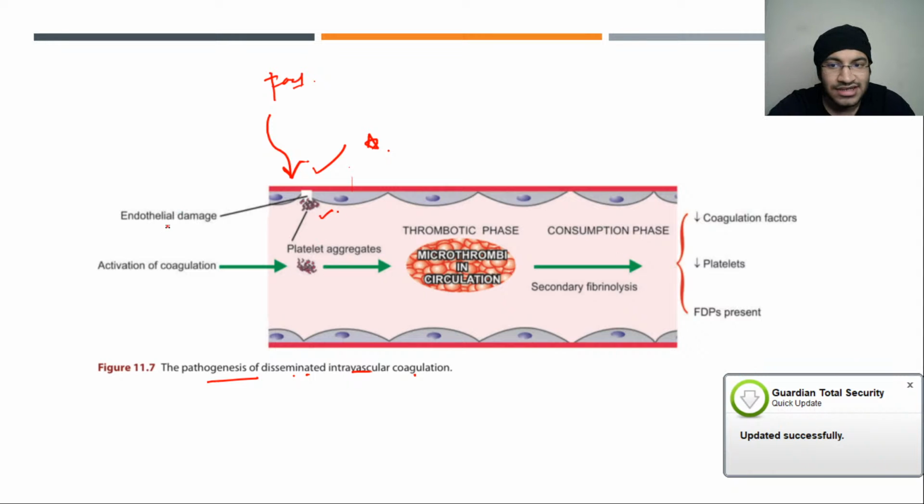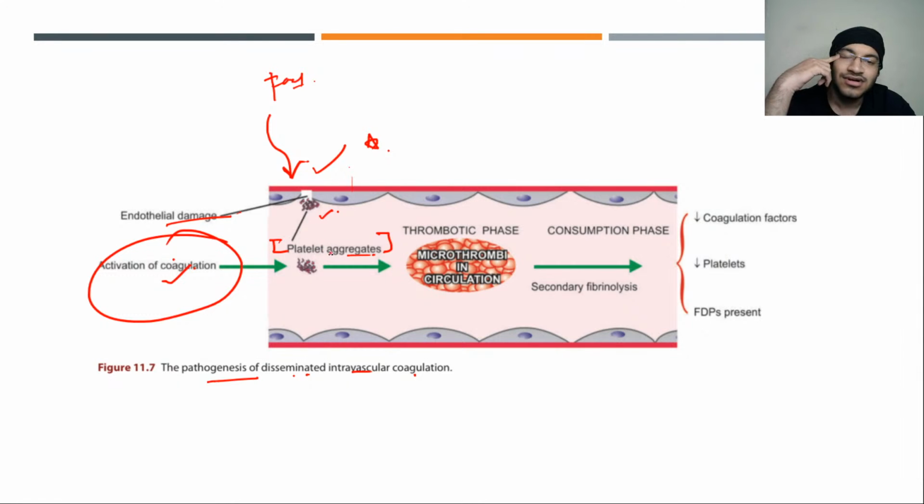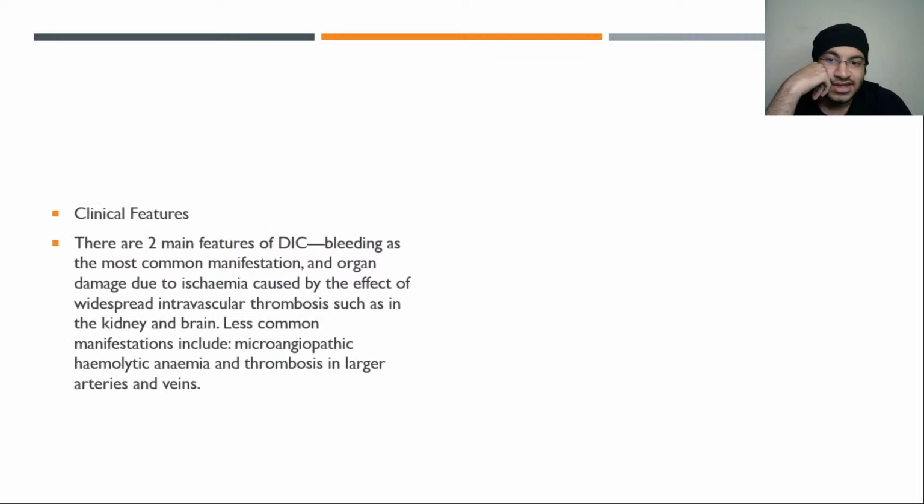So after this endothelial damage, the coagulation pathway will be activated, platelet aggregation will start, and after this platelet aggregation starts, a thrombus will form. In the thrombotic phase, microthrombi will be circulating in the blood circulation, and because the microthrombi are circulating, all the clotting factors plus platelets will be consumed, and thus it will be causing a secondary fibrinolysis. So coagulation factors and platelets will all decrease, and if secondary trauma happens then there can be bleeding, plus FDPs will also be present. Then clinical features.